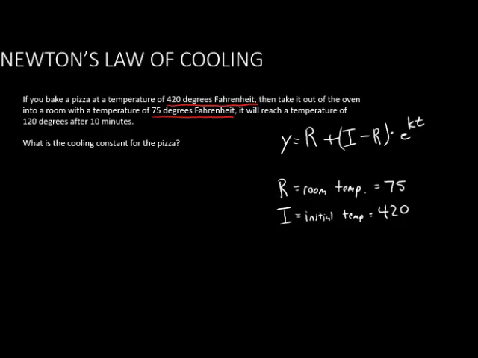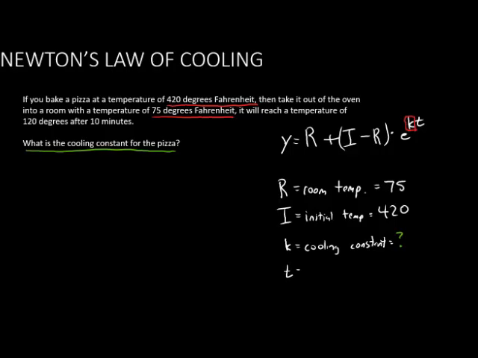Next, the lowercase k is the cooling constant of whatever object you're being asked about. This cooling constant will be different for every object, so we don't know what that is. And in fact, the question says, what is the cooling constant for the pizza? We don't know the cooling constant for this pizza, so we'll write that we don't know that, and we'll box that in our equation. This will be our unknown for this question.